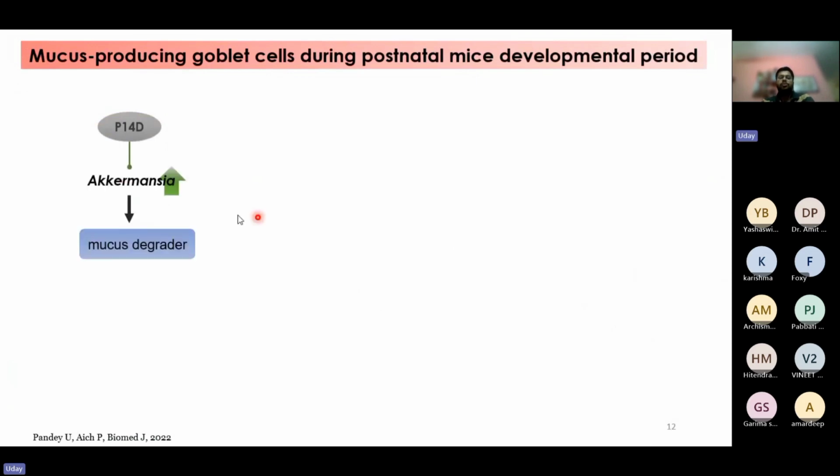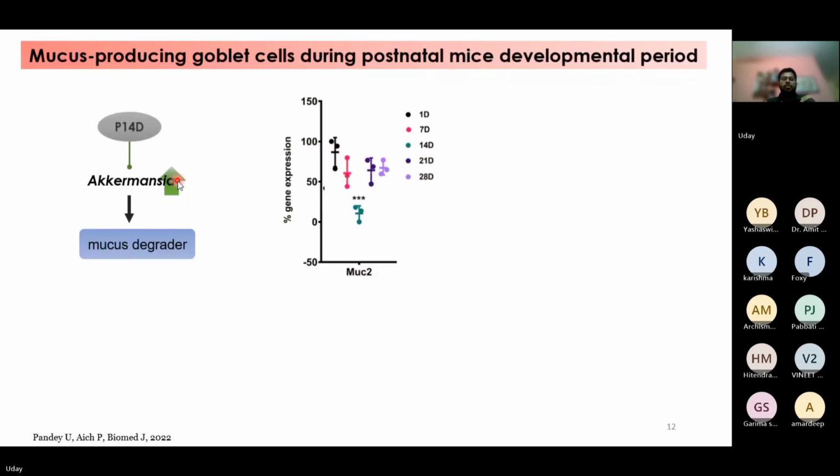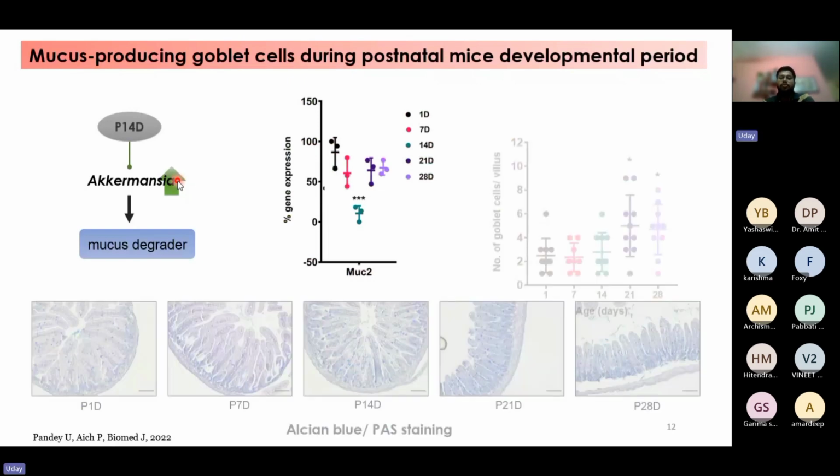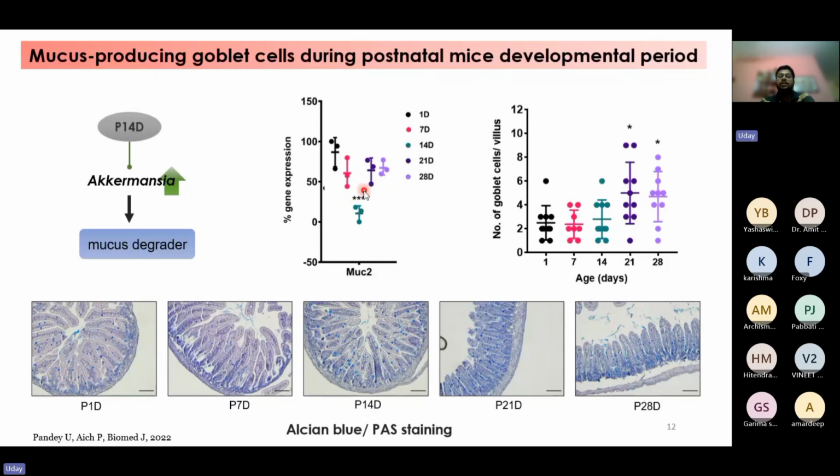Then, because we saw upregulation of the Verrucomicrobia population, and within the Verrucomicrobia phylum there is one particular genus called Akkermansia, which is a mucus-degrading bacteria, we checked that this Akkermansia population is also high at P14. Previous literature also showed that Akkermansia degrades the mucin layer. So we were interested to see whether the mucin gene expression is changing. We found that mucin gene expression is low at postnatal day 14, because there is a higher number of Akkermansia at that time point.